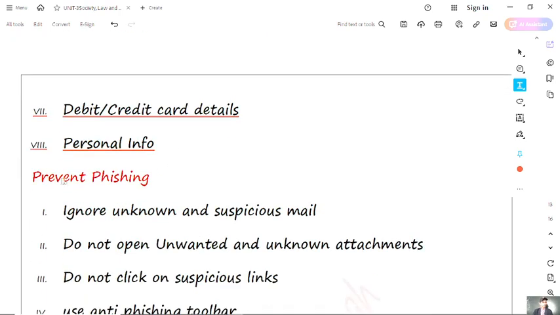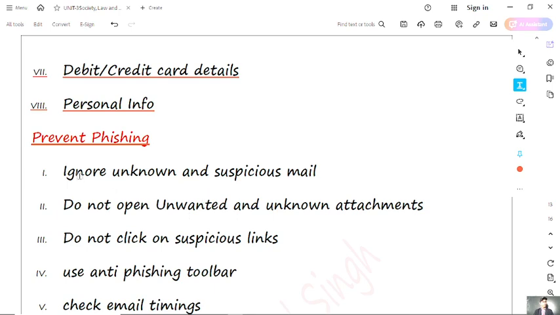Now the next is preventing phishing. So how can you prevent phishing? I have first discussed phishing, and after that, what are the prevention rules? First is ignore unknown and suspicious mail. You should ignore all unknown or suspicious mail. If you are getting it, you should avoid it.